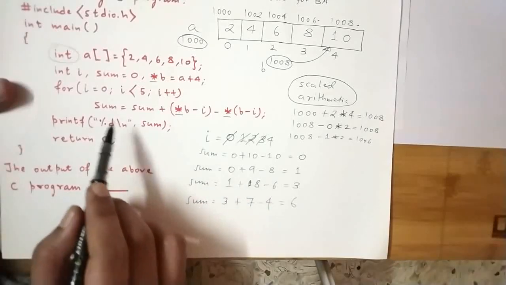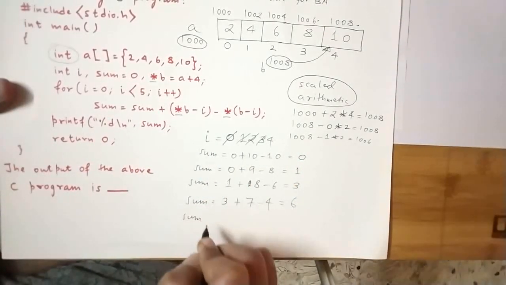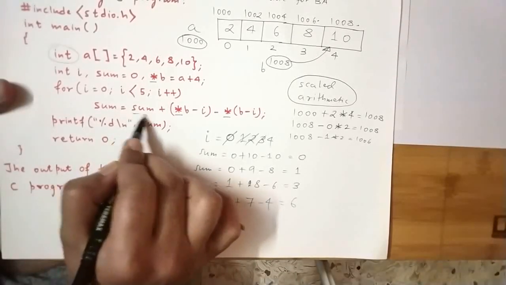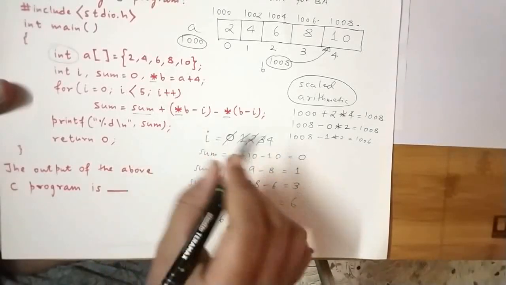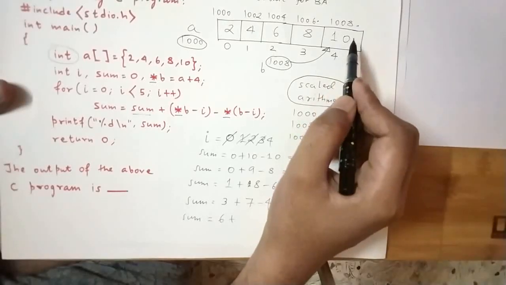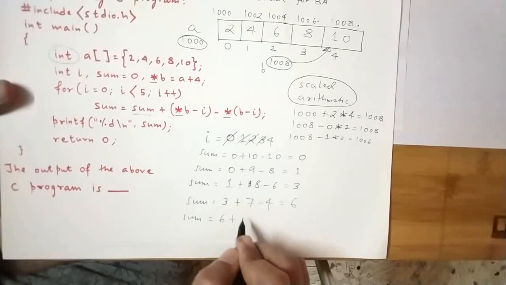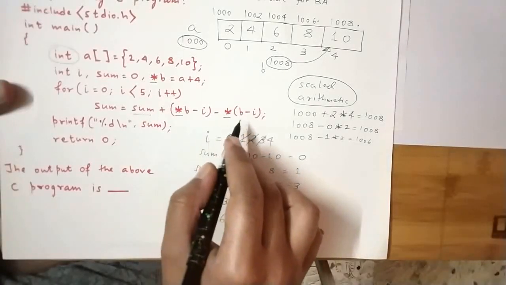And what you get is the expression for sum. So how will sum behave? The value of it, which is 6, will be copied here. See, sum is currently 6. So this comes here, plus star b minus I. What is b? B is 1008. So if I do star, I get 10. 10 minus the value of I. The value of I is 4. So 10 minus 4 will give me 6 minus star of b minus I.